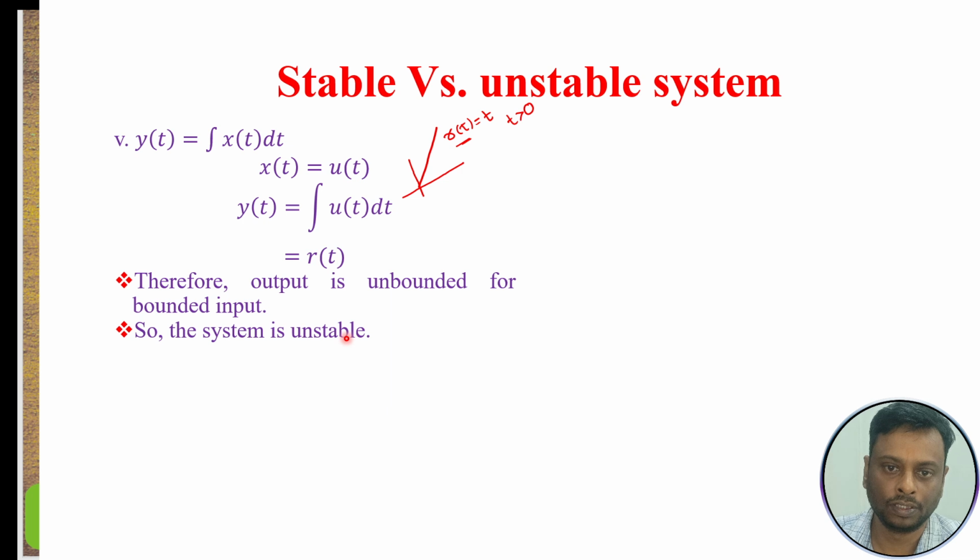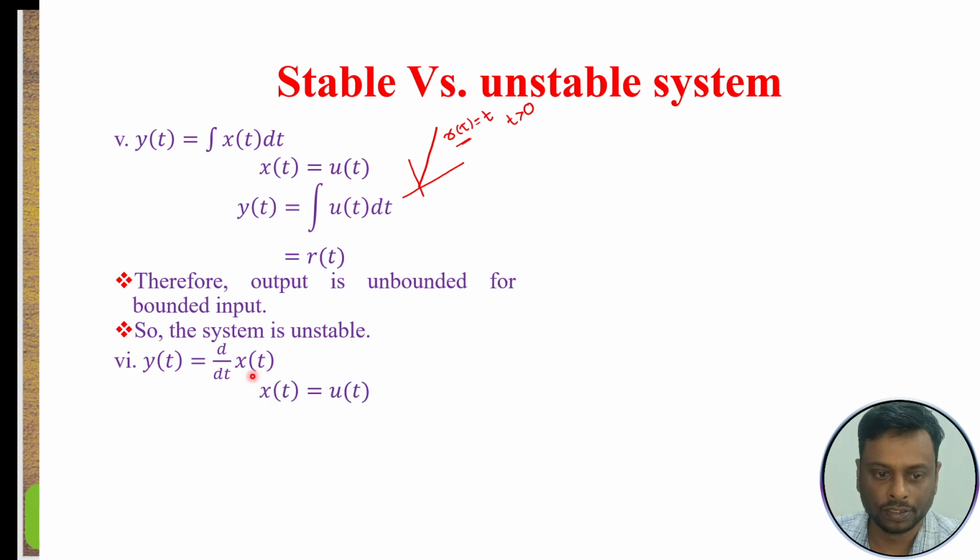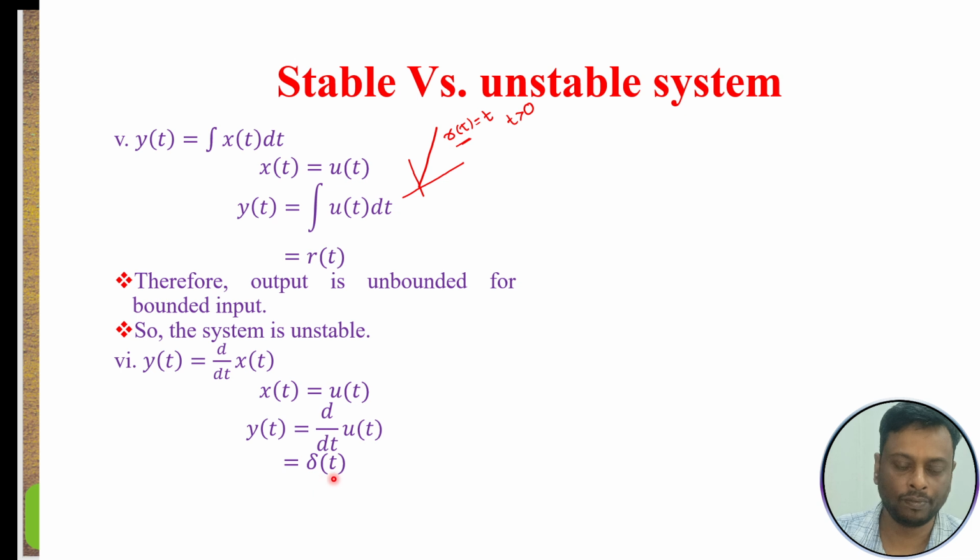Likewise, y of t equal to d by dt of x of t. Let us check by applying the test signal u of t. So y of t equal to d by dt of u of t, so it will be del of t. So del of t is a unit impulse signal. Again, the unit impulse signal is also not a bounded signal, because you can see at t equal to 0, the value goes to infinity, and all the other values are 0.